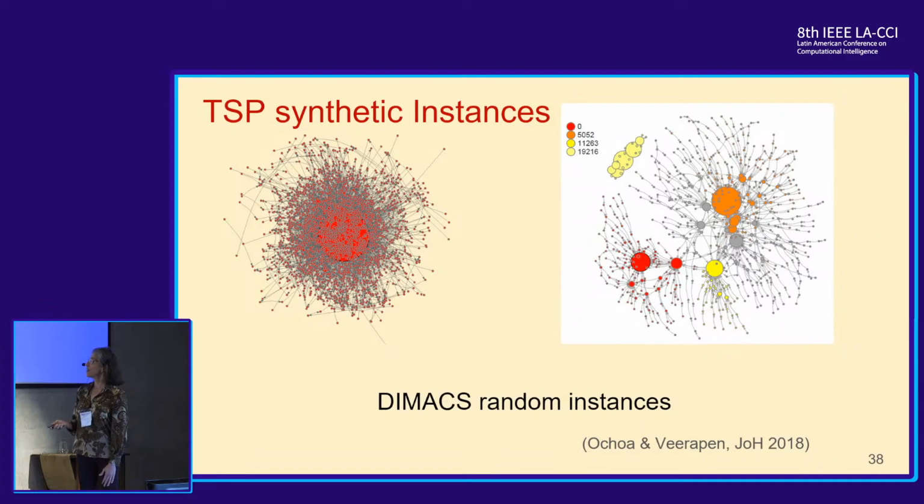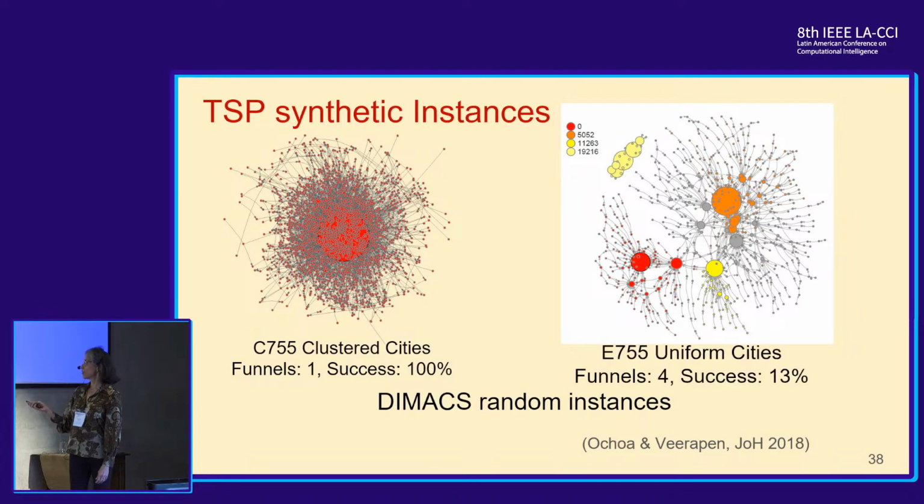So this is what we did. We extracted the local optima networks of instances. This is a randomly generated instance from two distributions. In the random instances the cities are placed randomly, and in the clustered instances the cities are placed in clusters. So even though these two instances have the same number of cities, their global structure is different.